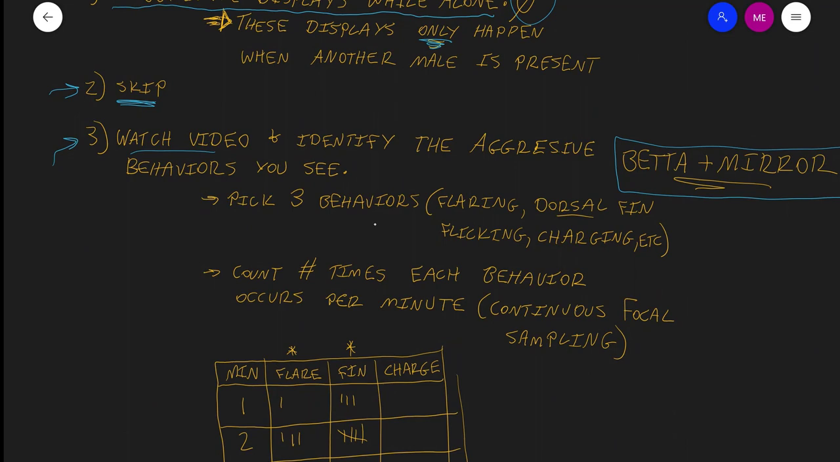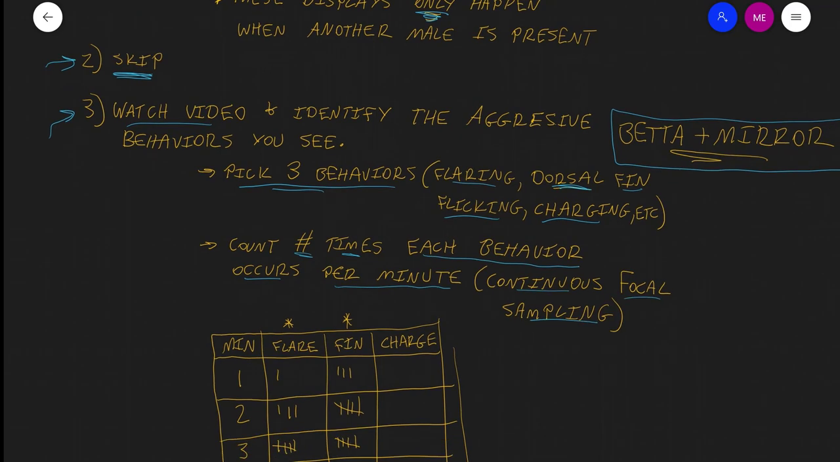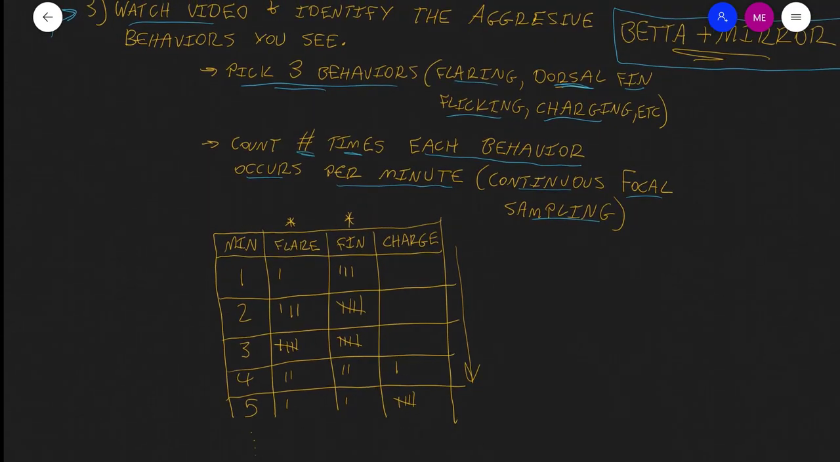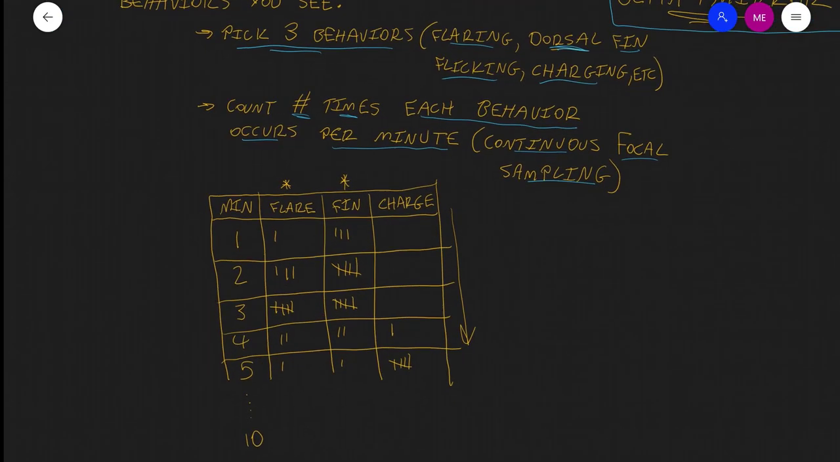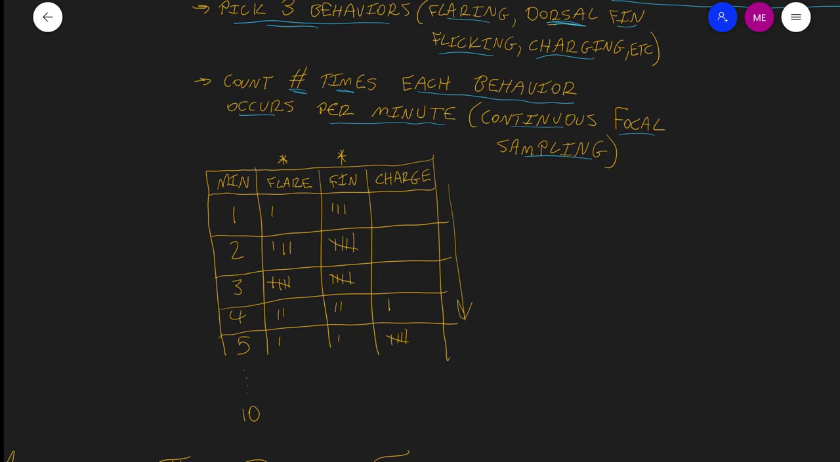Now, when you watch the video, you are going to pick 3 behaviors. Okay? It can be flaring. I would go with dorsal fin flicking specifically. Charging is another good one. There are others as well. But pick 3 behaviors, and what you're going to do is you'll count the number of times each of your 3 behaviors occurs per minute. This is continuous focal sampling. You are going to watch the video for all of its minutes, and it's not many, it's about 10 minutes long. Okay?